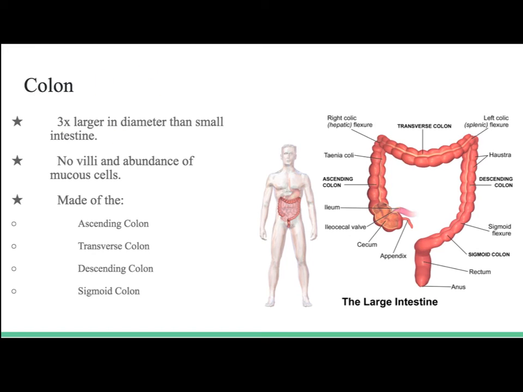All right, now that we're in the colon, I want you to know that it is 3 times larger in diameter than the small intestine. No villi, but there is an abundance of mucus cells, which is going to help lubricate and get that feces moving through. Basically, we start out here with the ascending colon, which is going to be anatomical right, transverse across the top, and then descending here and end with the sigmoid. So you do need to know these locations as we move through this process.